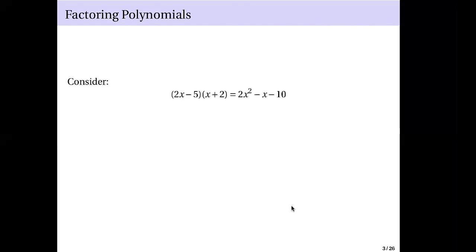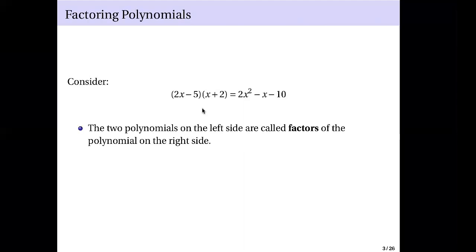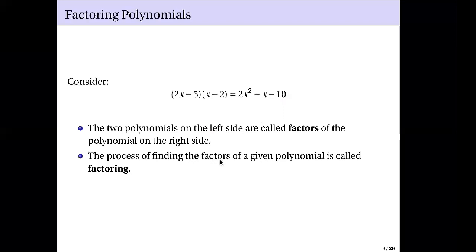So for example, let us consider this product on the left, 2x minus 5 times x plus 2. Same process as before. We can multiply these two polynomials and we will end up with 2x squared minus x minus 10. So the two polynomials on the left side, this polynomial here and this polynomial here, are called factors, just like in the integer case. They are called factors of the polynomial on the right. So the process of finding factors of a given polynomial is called factoring.